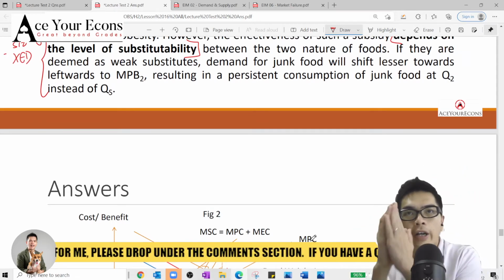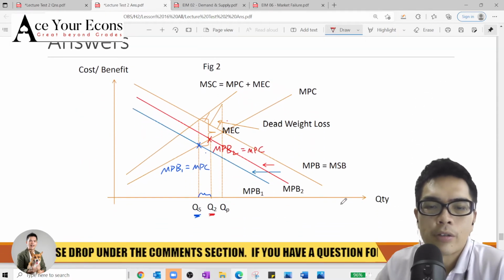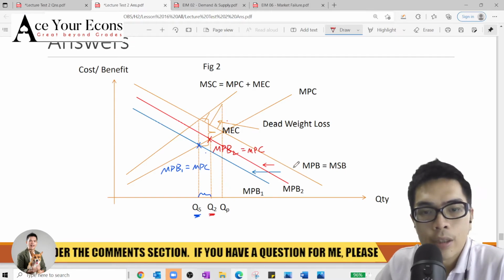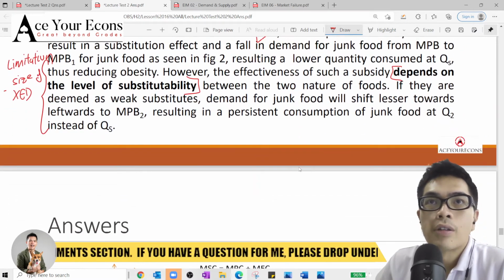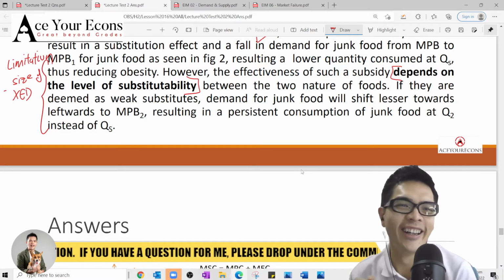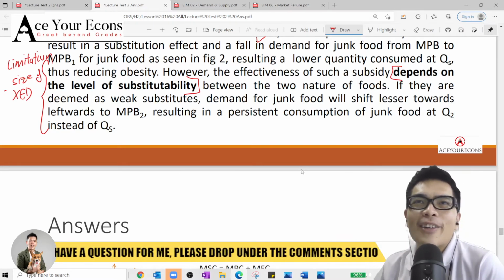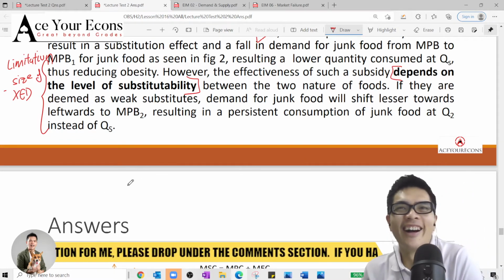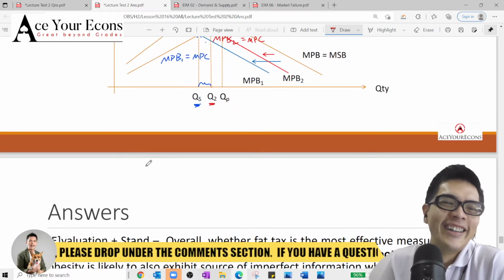So we pray very hard that junk food and healthy food are good substitutes. That's on a good day. But if they are not a good substitute, then it will fall lesser to what? Lesser than optimal. I don't know whether you all deem KFC and ginseng chicken as a good substitute or not. To me, they are nowhere close. Mr. Teo will always go for KFC. I don't know whether y'all concur with me. Ginseng chicken is too healthy for Mr. Teo.